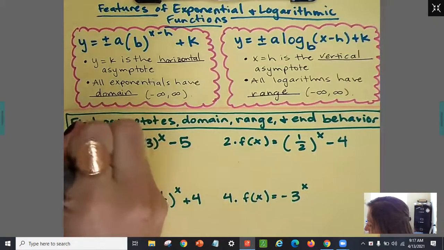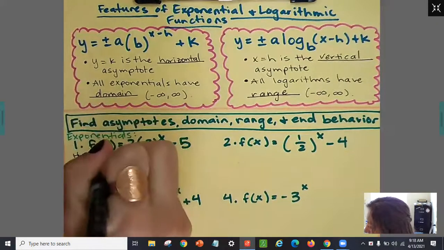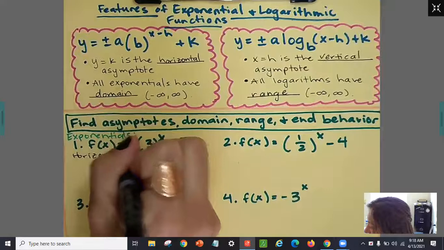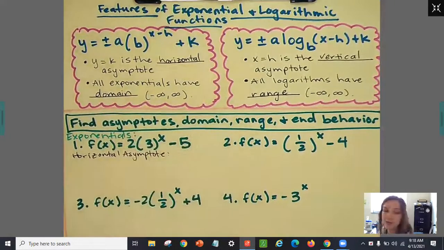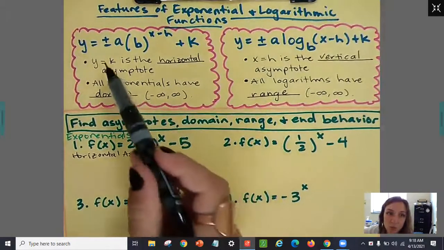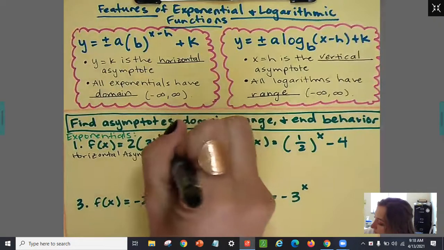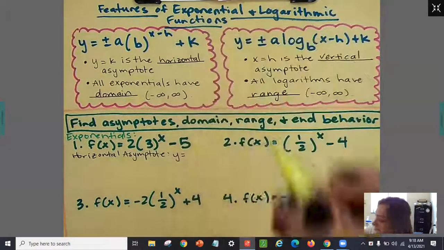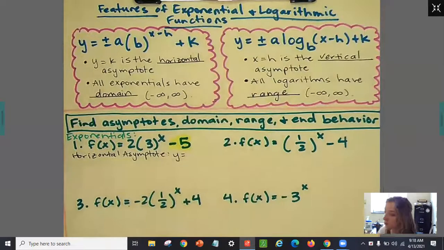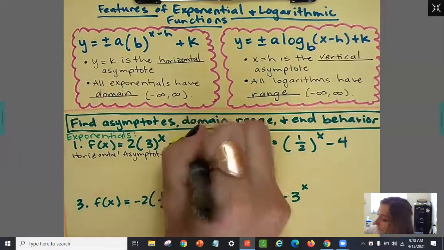So the horizontal asymptote. And the horizontal asymptote for an exponential function is going to be y equals k. So it's going to be y equals the k value, which is just going to be the number on the very end. So our k value is the number on the end, which is minus 5. So the horizontal asymptote is going to be at y equals negative 5.